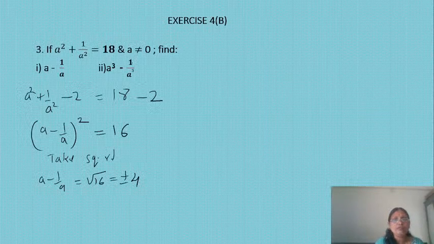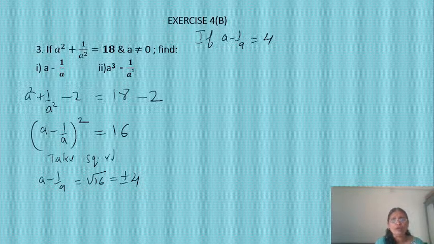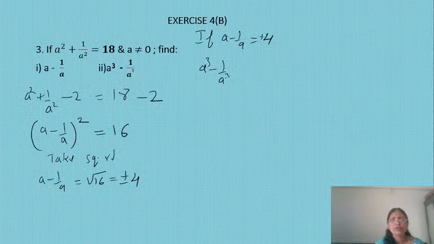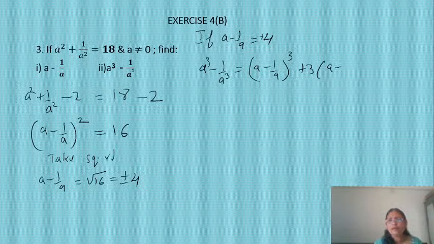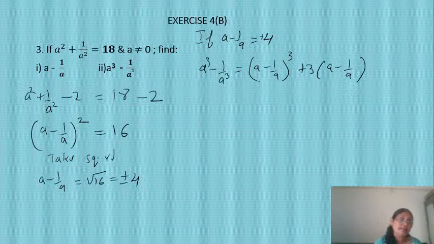Okay. Now we have to find a cube minus 1 upon a cube. So we have an identity over there, but we will have to take it twice. So if a minus 1 upon a is equal to plus 4, we get a cube minus 1 upon a cube is equal to a minus 1 upon a the whole cube. Come on, tell me the identity. So plus 3 in bracket a minus 1 upon a. Here it is plus, there it was minus.